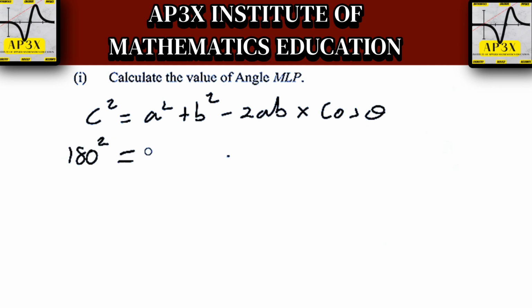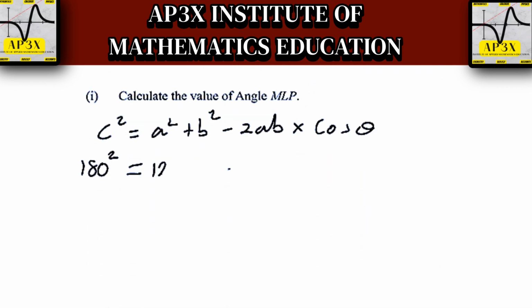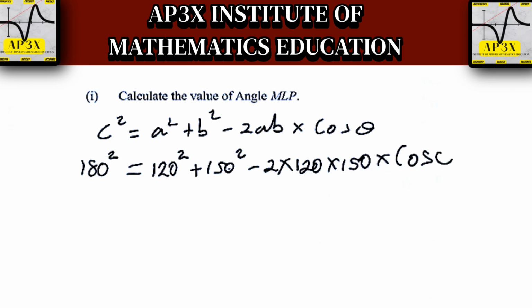So that's going to be 180 squared, and that's going to be equal to, the other two sides are 120 and 150, so that's 120 squared plus 150 squared minus 2 times a and b. Already we chose those to be 120 and 150 respectively, and of course we are in fact looking for the angle theta. Okay, so let's grab our calculators here.